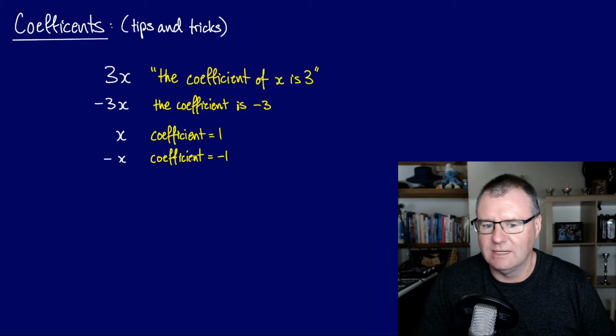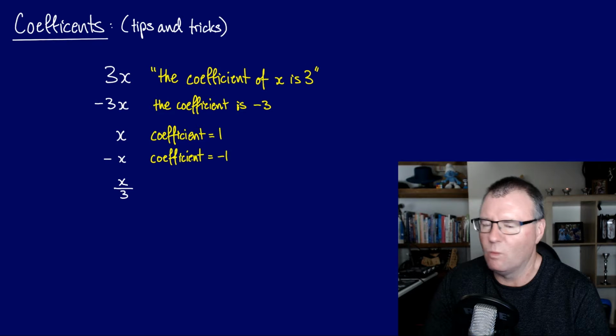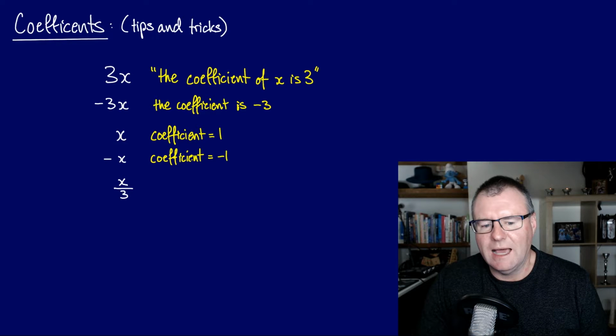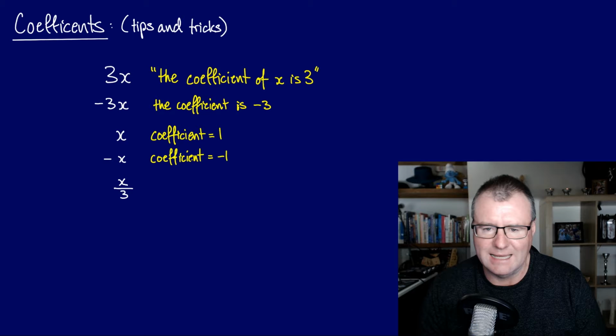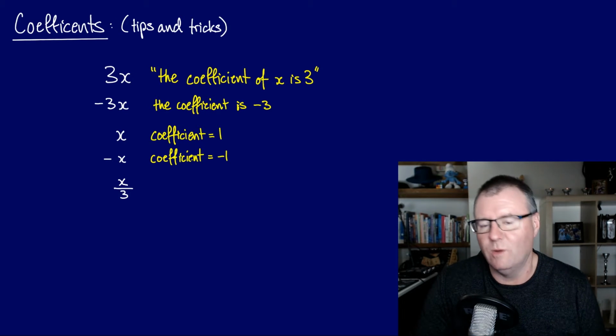All right, hang in, we're nearly there. What about this one though? x over 3. What's the coefficient, in this case, of x? Now, we're going to write this a little bit differently, and I'm just going to do a little visual tip that I like to use to help me understand this. First of all, we know if we see the letter on its own, there's an invisible 1 in front. So let's put the 1 back in. So there's a 1 in front of the x.